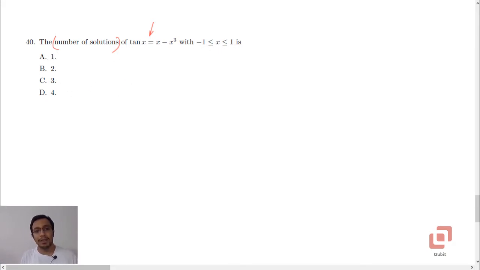Okay, so we have been asked to chop the domain of the functions that we will be considering between -1 and 1. Okay, so we will look for values of x, or zeros or roots of this equation, in the closed interval -1 to 1.